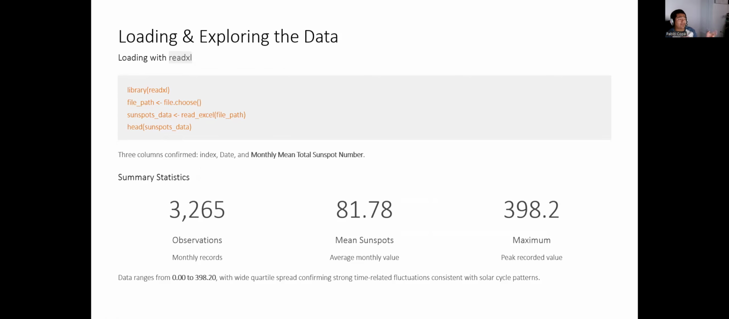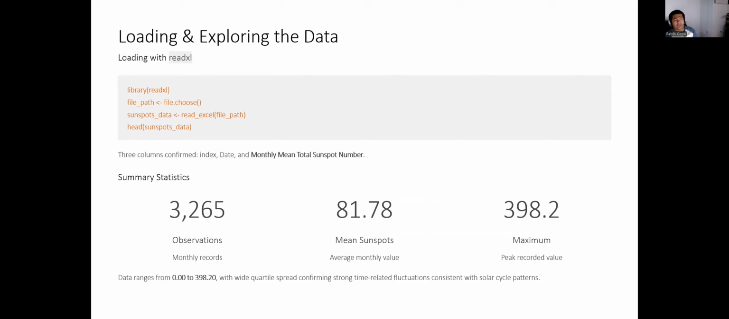The dataset had 3,265 observations. The average sunspot number was about 81.78, and the maximum value was 398.2. This showed me that the data had a wide range of values. Some months had very low sunspot activity, while other months had very high activity. This was my first indication that sunspot activity changed significantly over time.